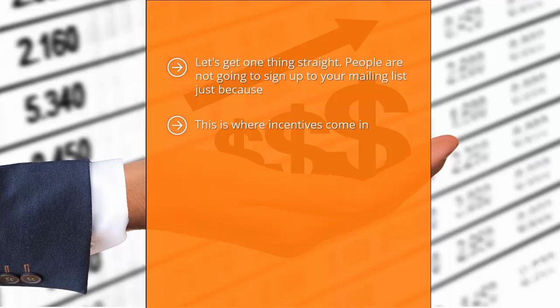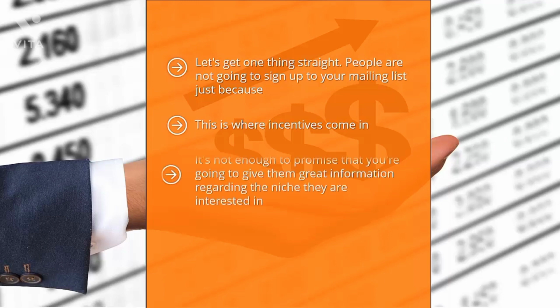You're going to give away something for free, which adds value to your potential list members' lives. They would look at these incentives as ethical bribes. You're bribing them to join your mailing list. It's not enough to promise that you're going to give them great information regarding the niche they are interested in. Anybody can make that claim. To create the perception of value in the minds of your potential list members, you have to step up and give them a very powerful incentive.